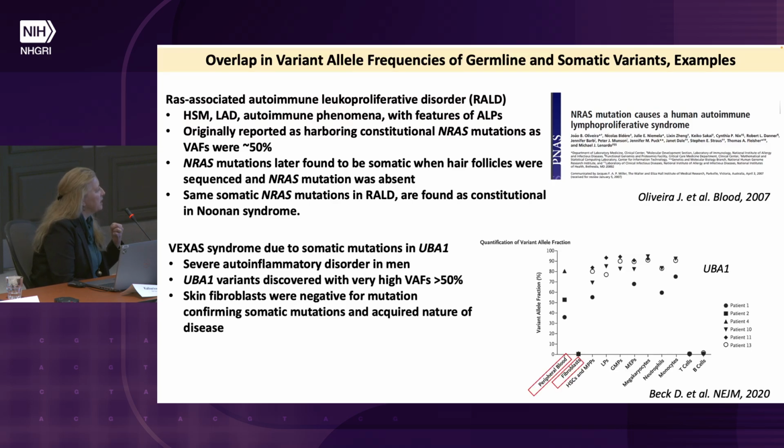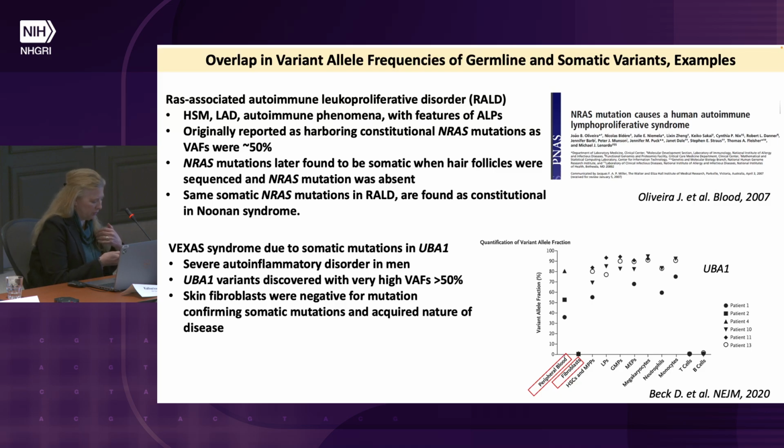And recently, the newly described VEXAS syndrome due to somatic mutations in UBA1. This is a severe autoinflammatory disorder in men. The UBA1 variants are often at very high VAF of about 50%. So originally, when this disease was discovered, it was considered that it may be due to constitutional variants.